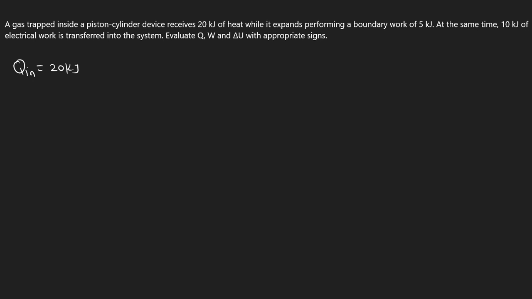5 kilojoule. So this boundary work here will be work output, okay? The boundary work will be the work done by the system. So we're going to have work output equal to 5 kilojoule, and the sign for that is positive, okay? Work output is positive, and heat input is also positive.